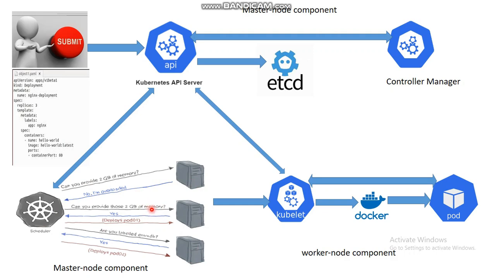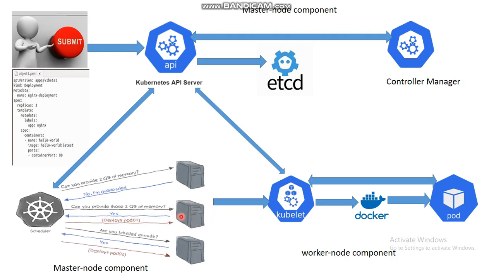Once the scheduler identifies a suitable node, it assigns the pod to that node and updates the pod's definition in etcd cluster. With the node selected, the kubelet on the node takes over. So here you can see the scheduler gets a response from this node that yes, it has 2 GB memory available.